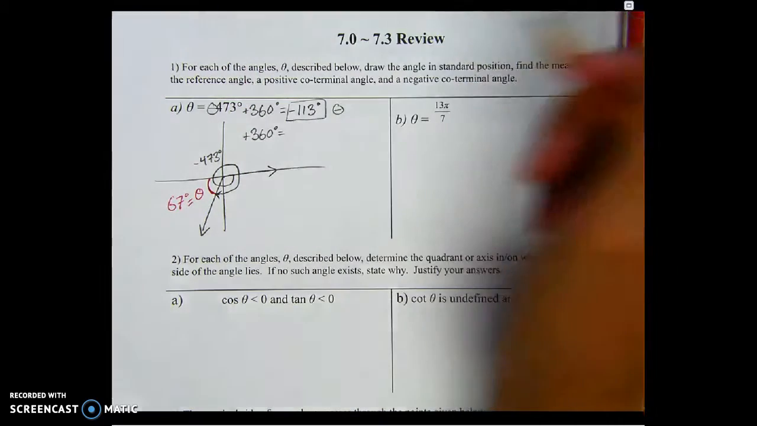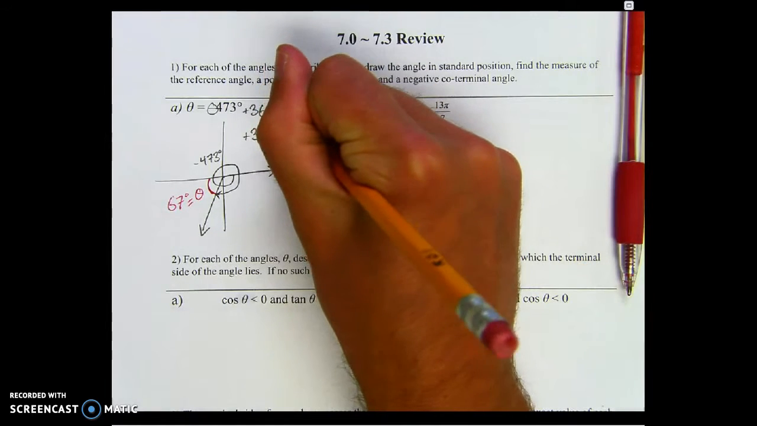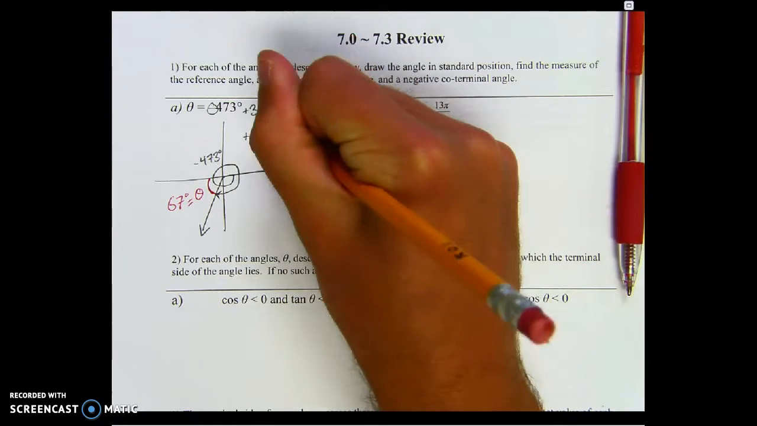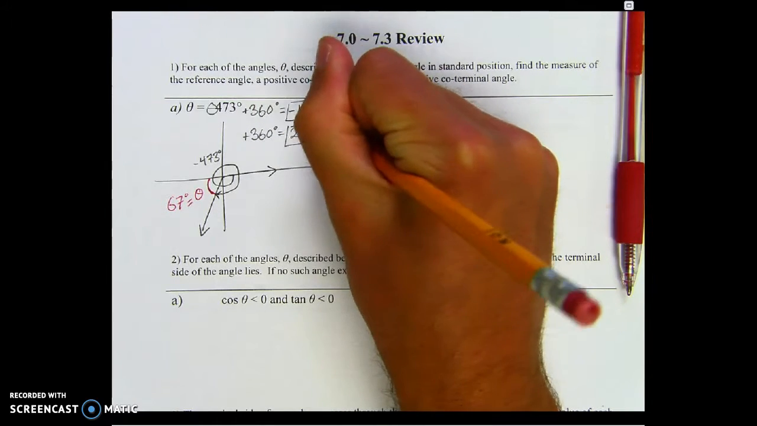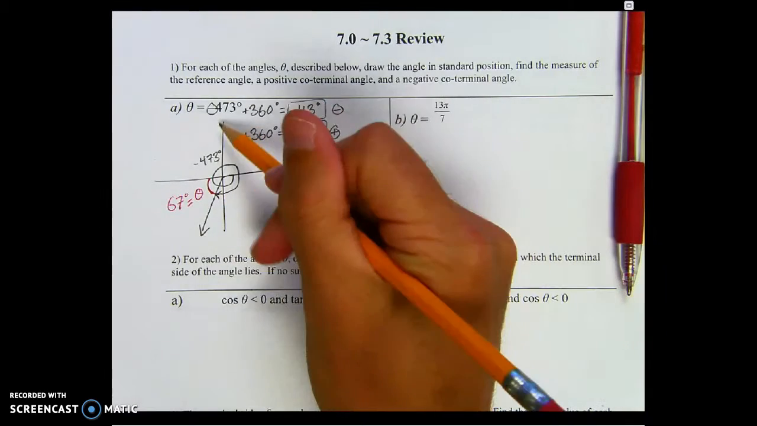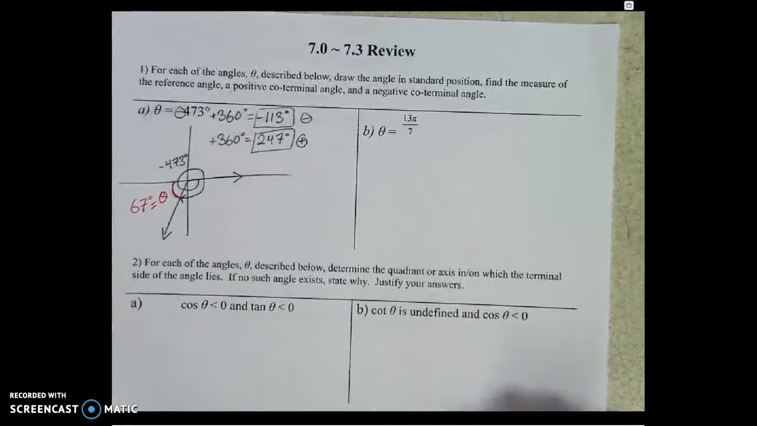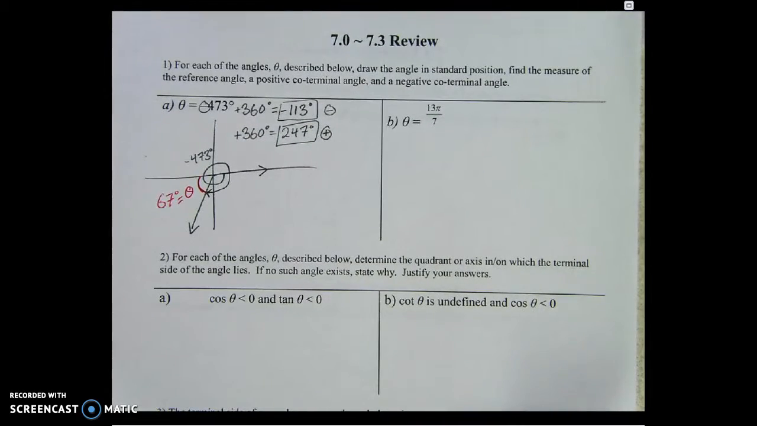So I'm going to add 360 to negative 113, which is the same as subtracting 113 from 360, and we get 247 degrees. And that is a positive coterminal angle, right? So there's two angles that are both going to end right there, as well as negative 473. That makes them coterminal. And let's move on to our radian situation in letter B.